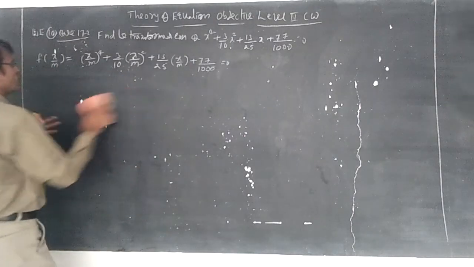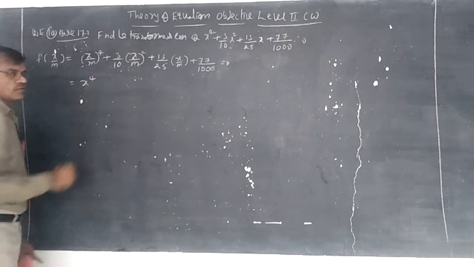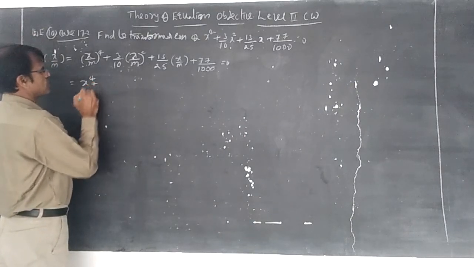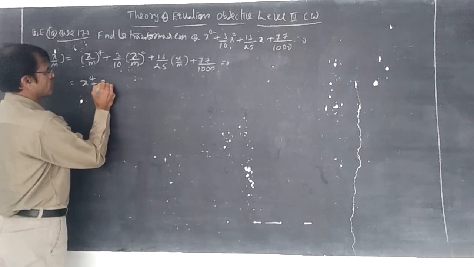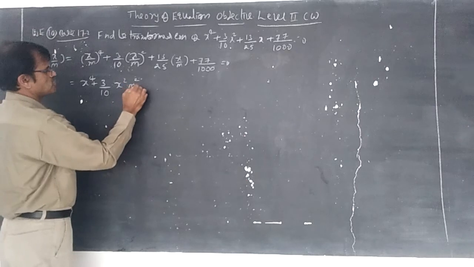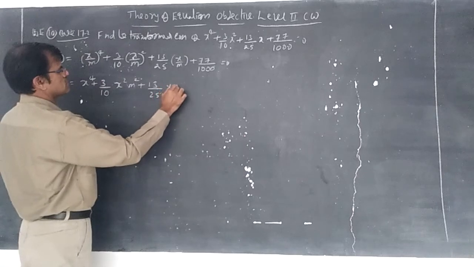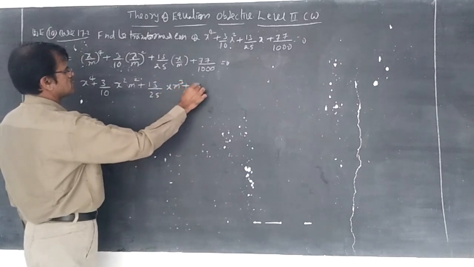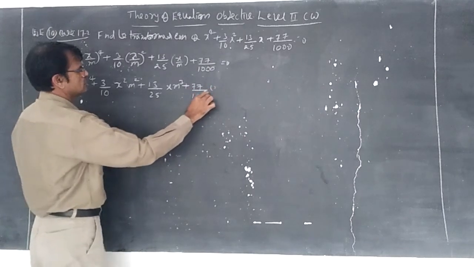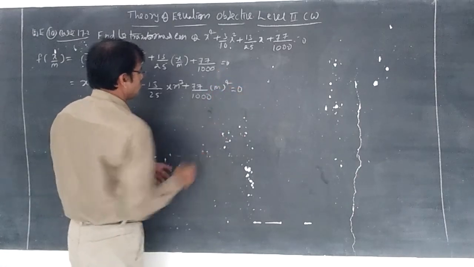Okay, let us write first of all only the question. Later we can decide what value should be substituted instead of m. So x power 4 here: x power 4 plus 3 by 10 into x square m plus 13 by 25 into x m cube plus 77 by 1000 into m power 4 equal to 0.